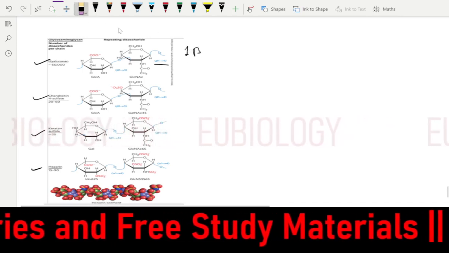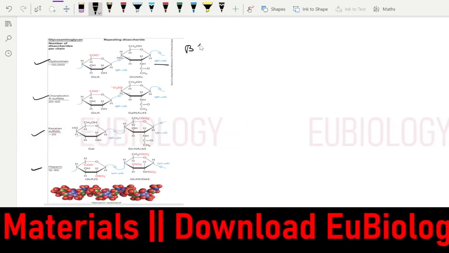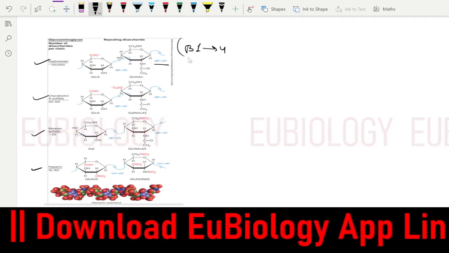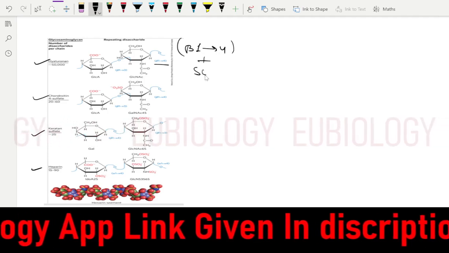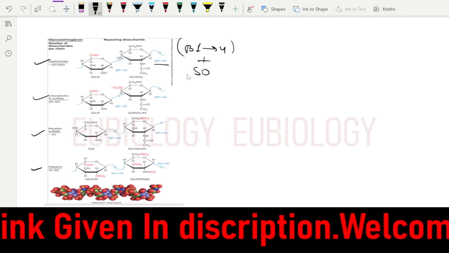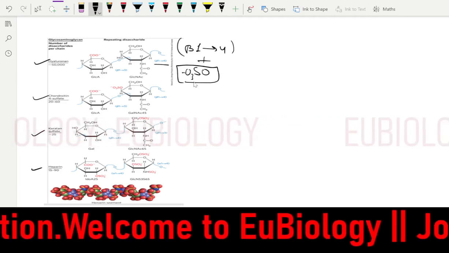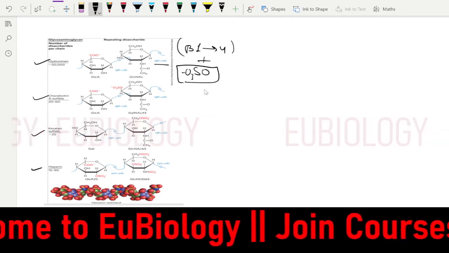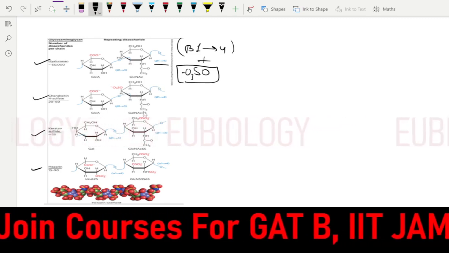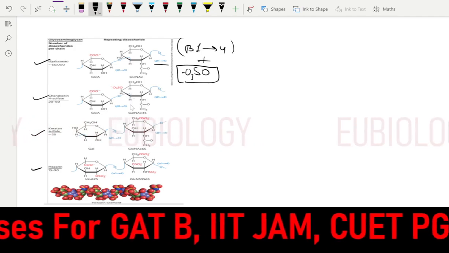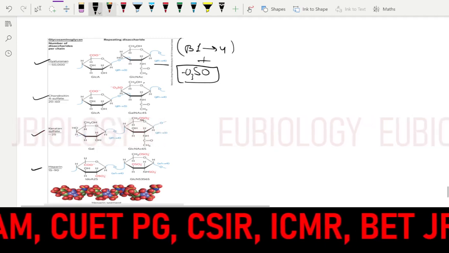Okay, so it has a beta 1,4 glycosidic bond, and this picture was taken from the Lehninger book. Beta 1,4 glycosidic bond. Now if you add the sulfate in this, then it will become what? Chondroitin. If you add the sulfate on another carbon of this N-acetyl glucosamine, then it will become the keratin.